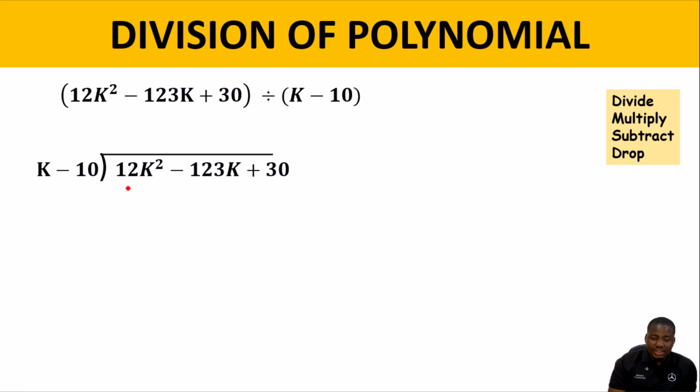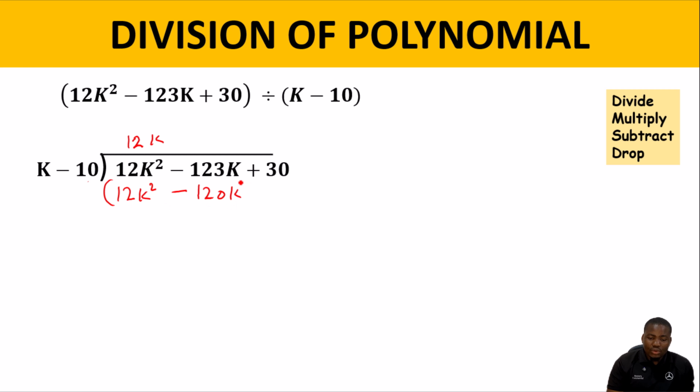We have this, and it is ordered. We have the k squared before the k, and the k before the constant. Everything is perfect. The next thing we want to do is divide this first term by this first term. When we divide 12k squared by k, we have 12k. 12k times k will give us 12k squared. 12k times negative 10 will give us negative 120k.